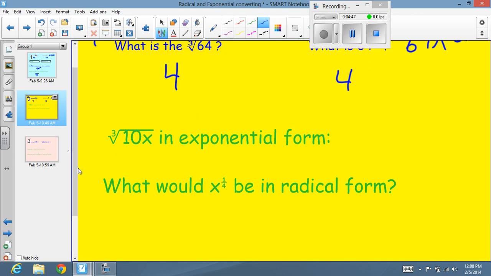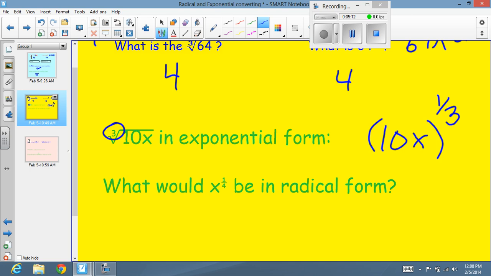So, here we go. What would the third root of 10x be in exponential form? Well, you take whatever the number is under the radical, in this case 10x, and raise it to the 1/3 power. A third root is going to mean that we're going to have a 1/3 power.